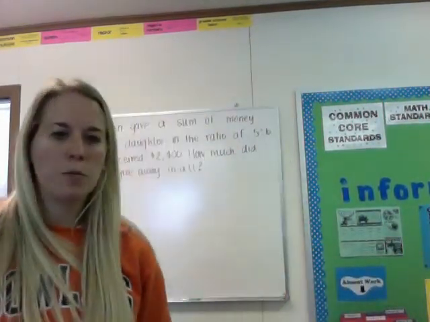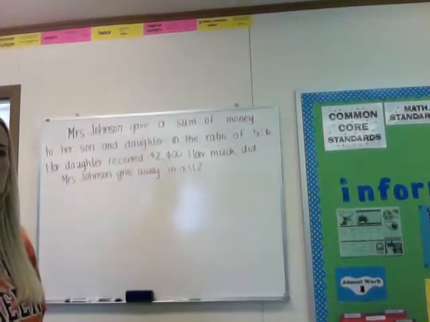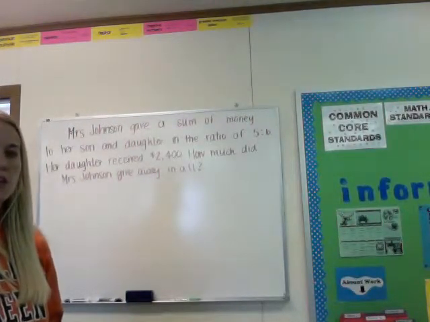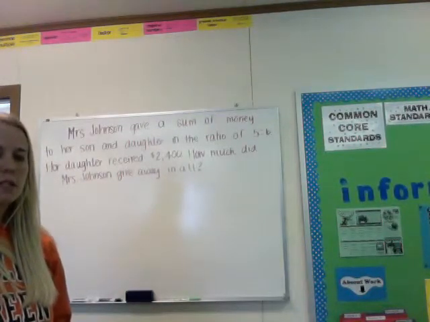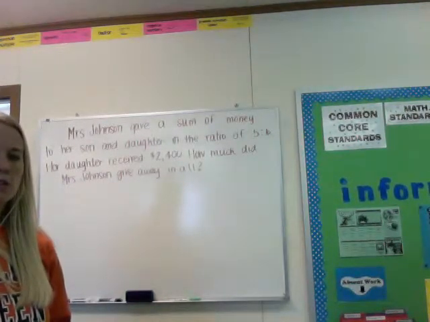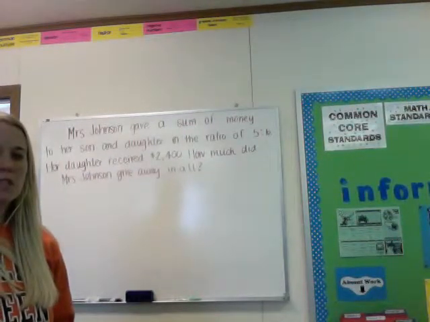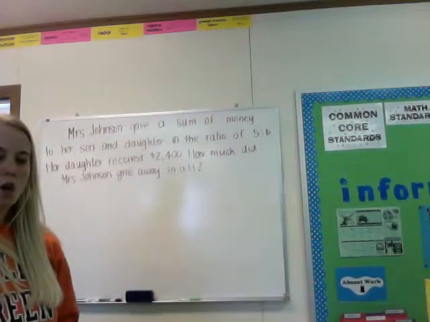So in this story problem, it says Mrs. Johnson gave a sum of money to her son and daughter in the ratio of 5 to 6. Her daughter received $2,400. How much did Mrs. Johnson give away in all?